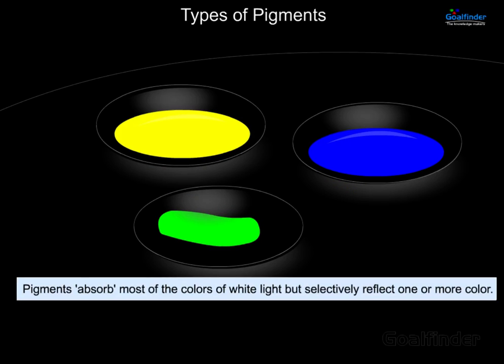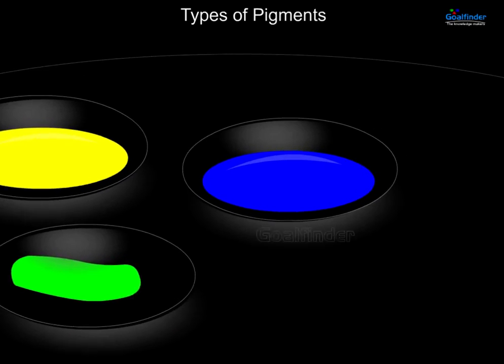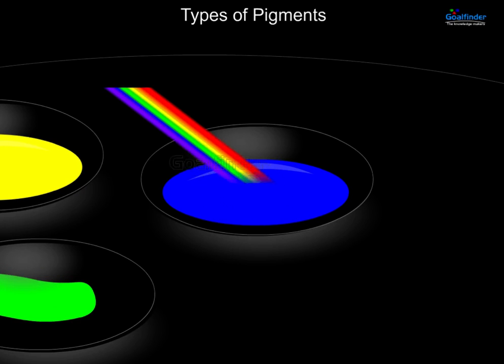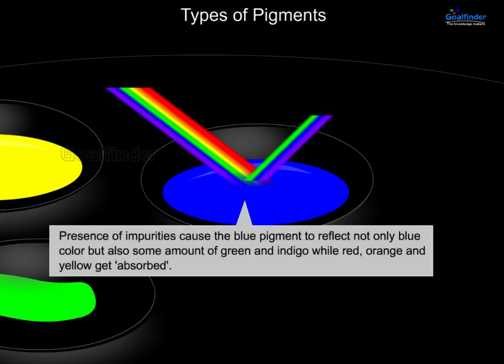How do pigments behave? Pigments absorb most of the colors of white light but selectively reflect one or more colors. Presence of impurities causes the blue pigment to reflect not only blue color but also some amount of green and indigo, while red, orange and yellow get absorbed.